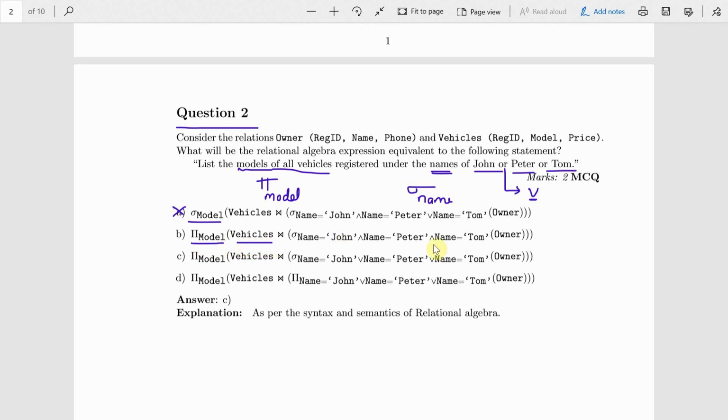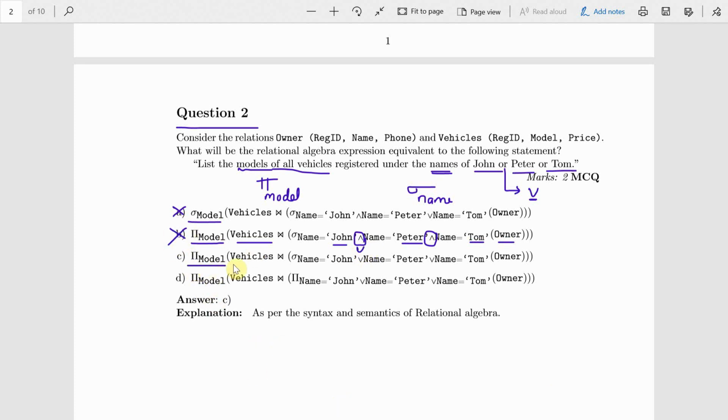Option B, pi model correct. Vehicle is joined with owner. What is the condition? Name John, Peter, Tom. It is correct, but between them the AND operator is used, not the OR operator, because using the AND operator will give no output for the query, because evaluation of a result will always be row by row. It means the name should never be all John, Peter and Tom, means either John or Peter or Tom. So this should not be AND, this should be OR. So option B is incorrect.